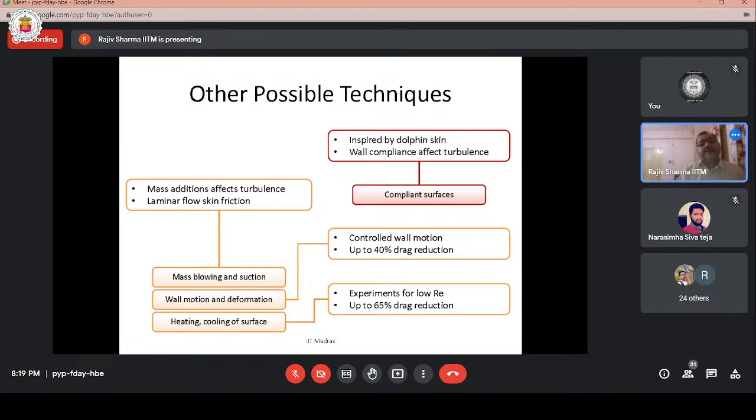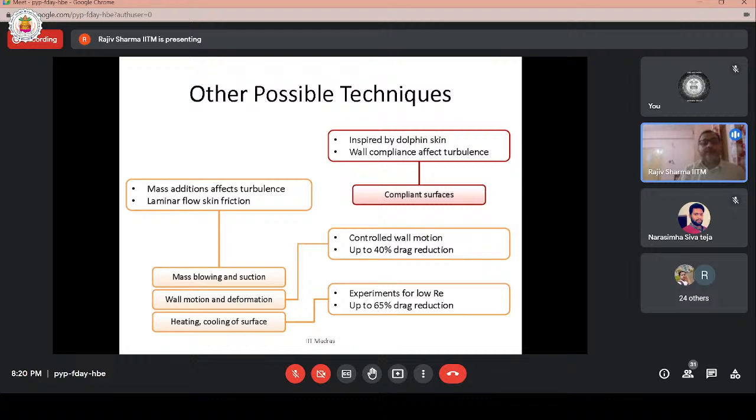You have mass addition to change the basic characteristic of turbulence. You can have some ways by which skin friction can be reduced by maintaining the flow in the laminar region only. Think of mass blowing and suction, wall motion and deformation, heating and cooling of surface. That means the temperature change. Experiments have been done for water. Again, the 65% drag reduction has been reported.